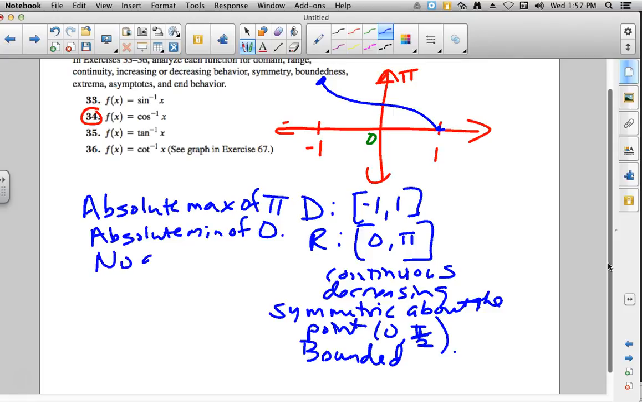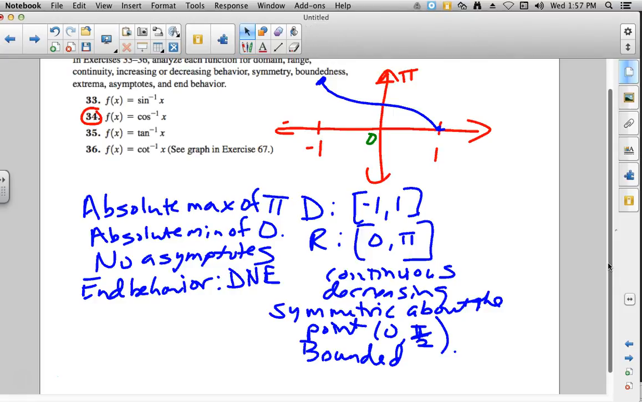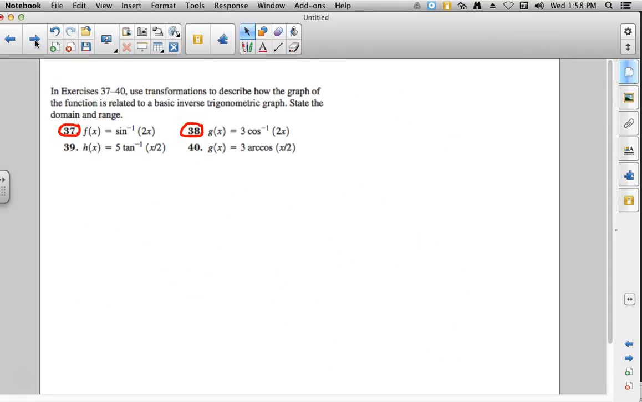It doesn't have any asymptotes, and its end behavior does not exist. So this is just going back and trying to remember all the characteristics of a graph that we talked about earlier this year, not losing any of that information.